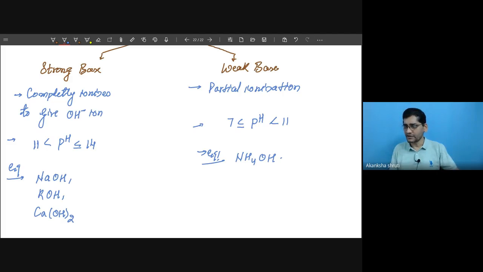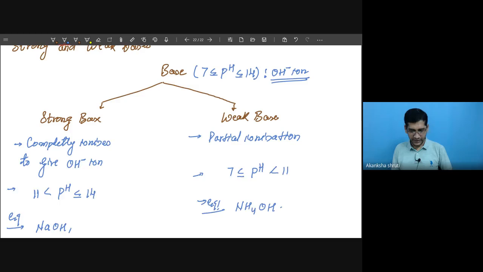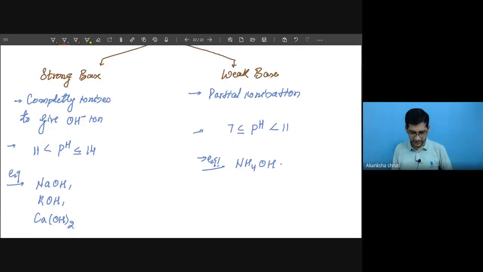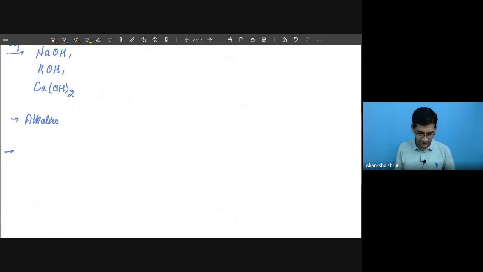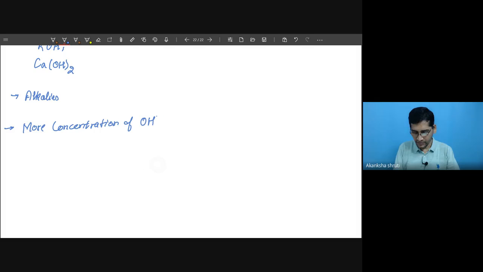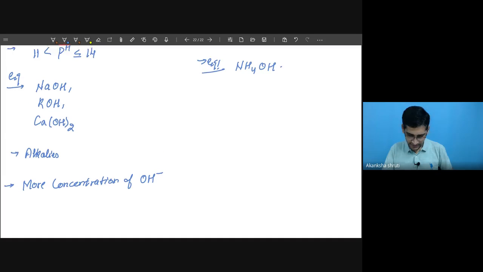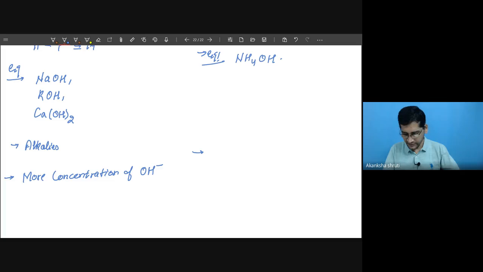Even some of the salts are also basic, like carbonates, calcium carbonate, all those things. So we will discuss that at salt, strong salt, weak salt, there we will discuss. Whatever the characteristic for strength, the same thing is also applicable here. Strong means more concentration of OH minus. Weaker means it has the lesser concentration of OH minus.